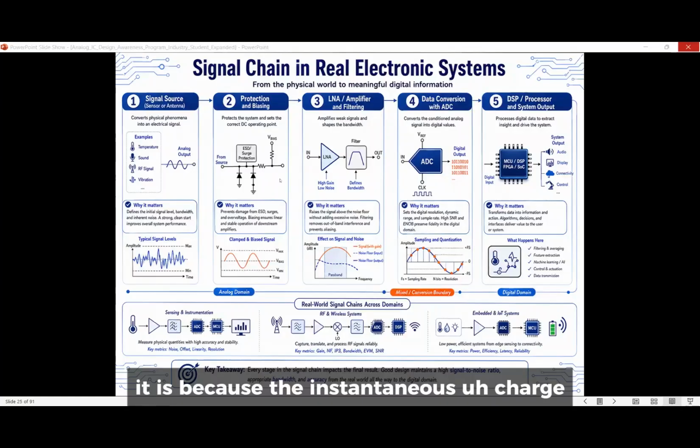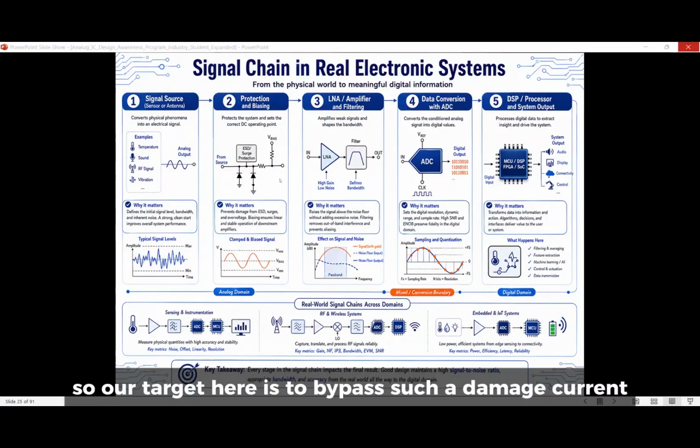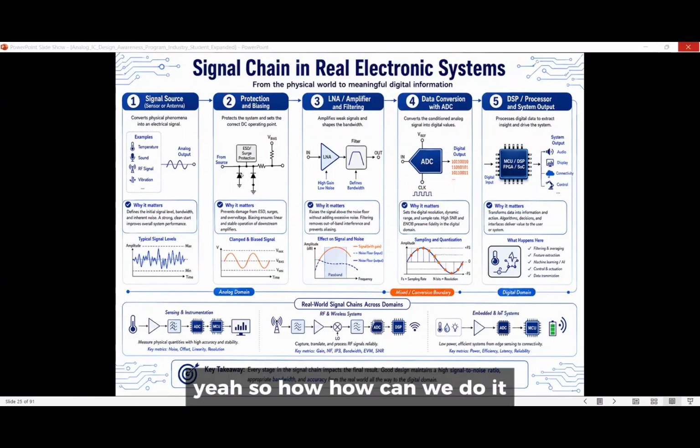instantaneous charge. Because the time is too short, the charge amount is too large. If you create an instantaneous high voltage within a very short time to the gate device, our target here is to bypass such a damaging current. So how can we do it?